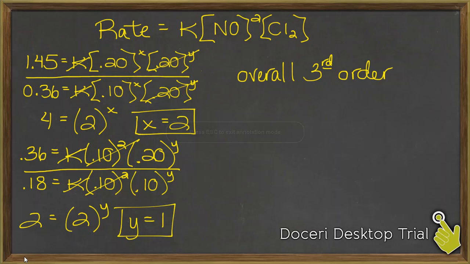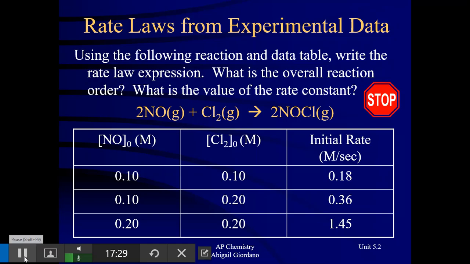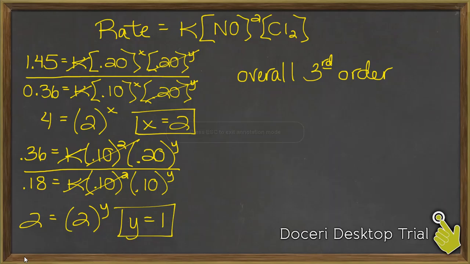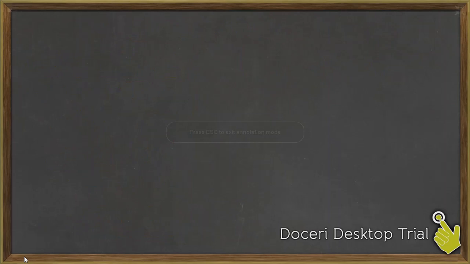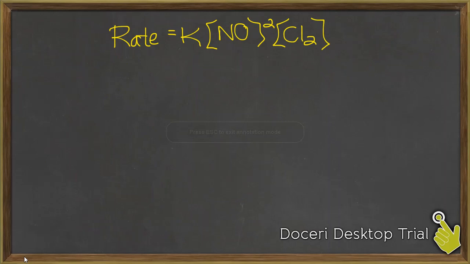Now, the last part of this question said, determine the value of the rate constant. And what you're going to do is choose any one of the experimental lines from the chart. It doesn't matter which one. I usually just pick the first line because that's just my habit. And I'm going to switch to a fresh screen here. So here was that rate law again. Nitrogen monoxide was second order and chlorine was first order.